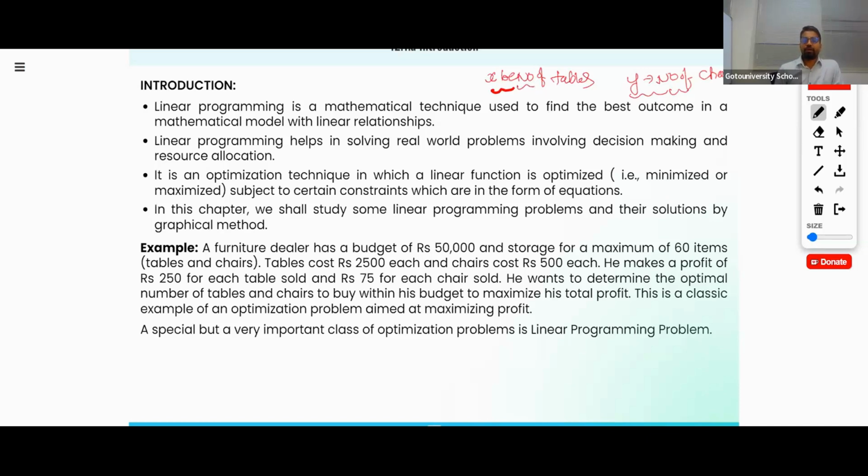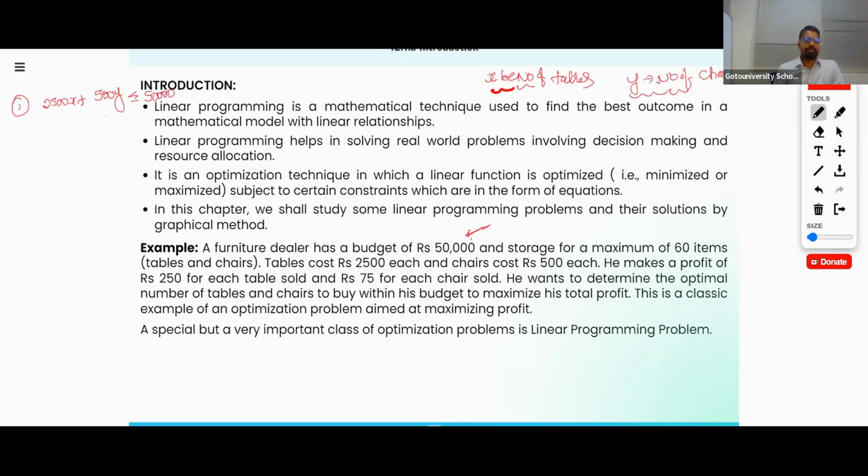So the first condition we have is every chair costs 500 and every table costs 2500. So the total cost cannot exceed 50,000. So the first equation we can have is 2500 into the number of tables, 500 into the number of chairs, less than or equal to 50,000.